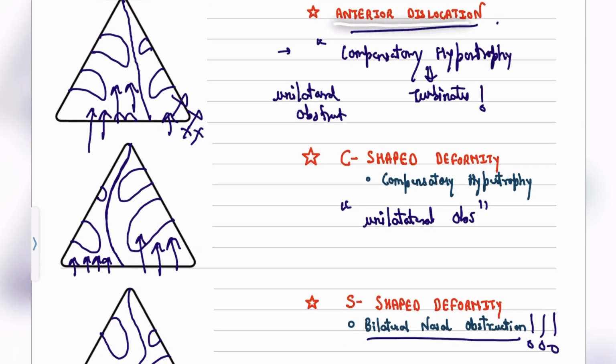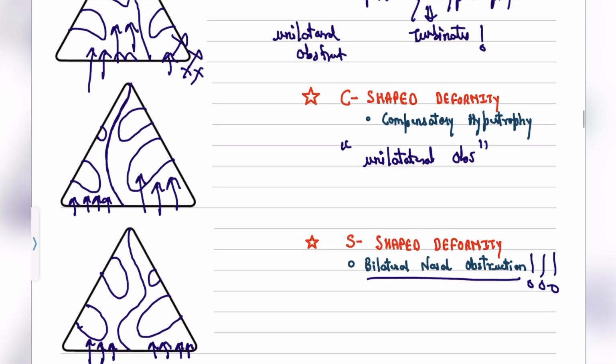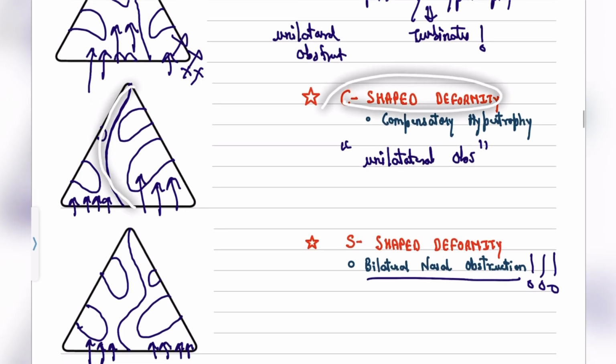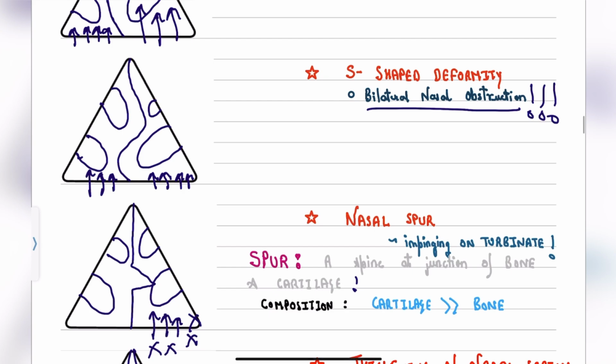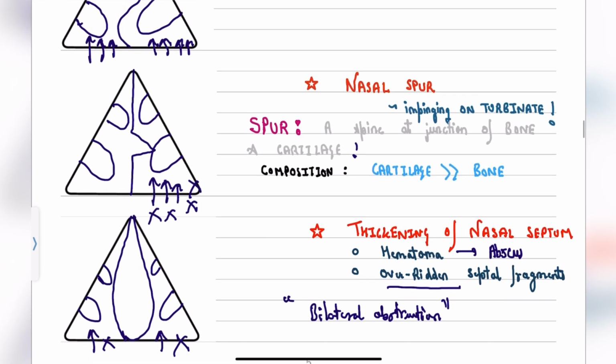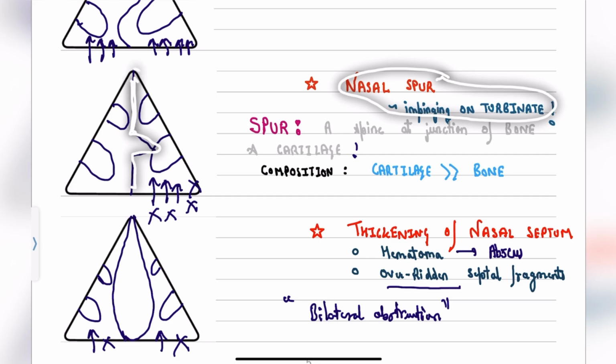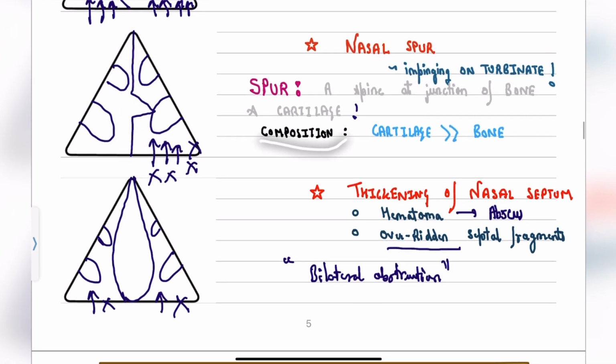First is anterior dislocation. It leads to unilateral obstruction. Then we have C-shaped deformity right here. It leads to unilateral obstruction. Then we have S-shaped deformity or deflection leading to bilateral nasal obstruction, like this. Then we have nasal spur impinging on the turbinates. And nasal spur is a spine at the junction of the bony and the cartilaginous part. The major component of the spur is the cartilage, not the bone.